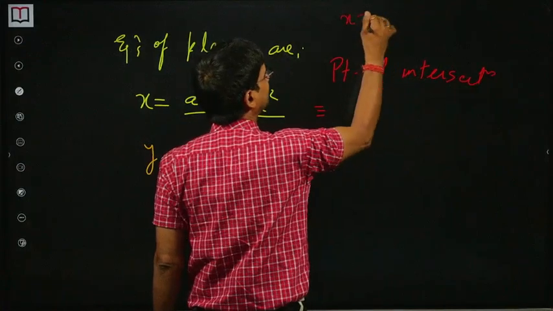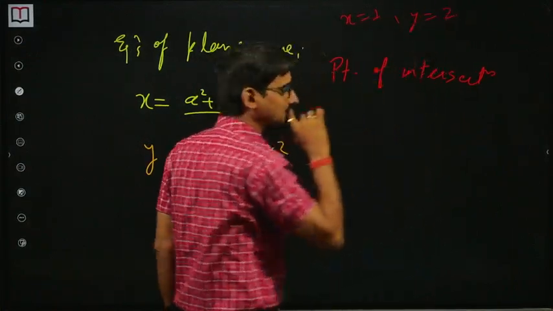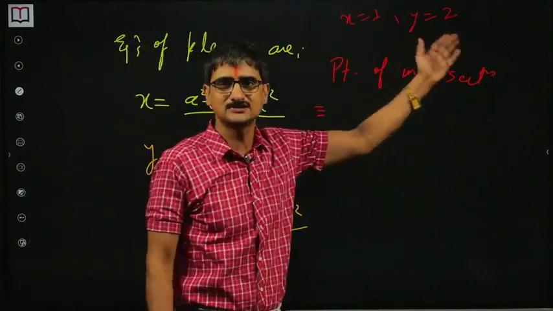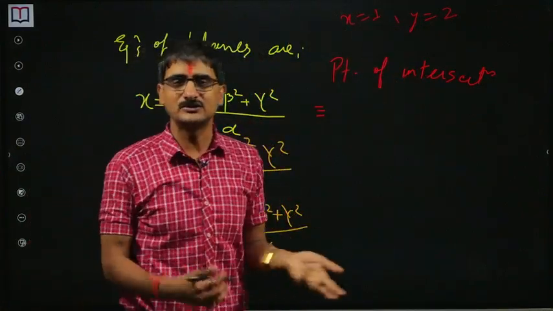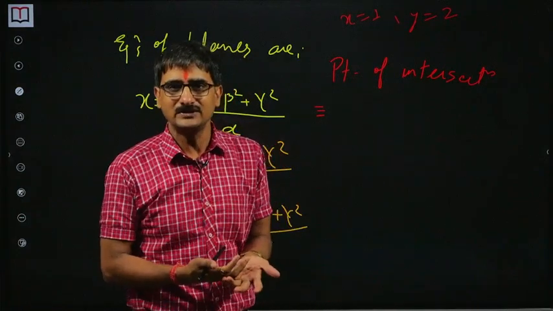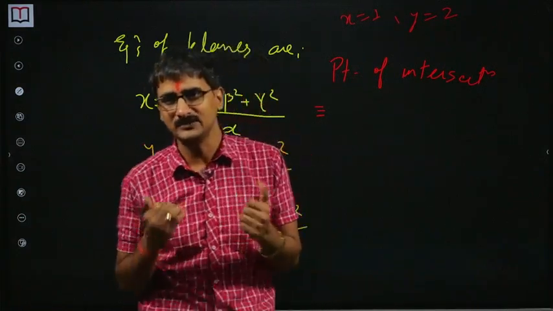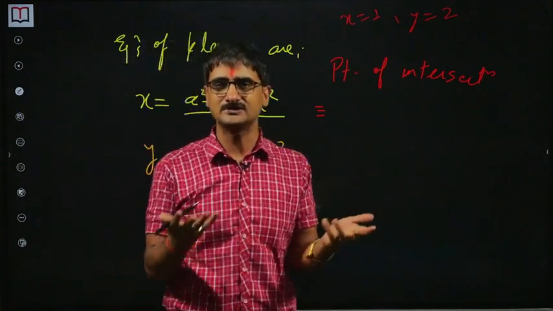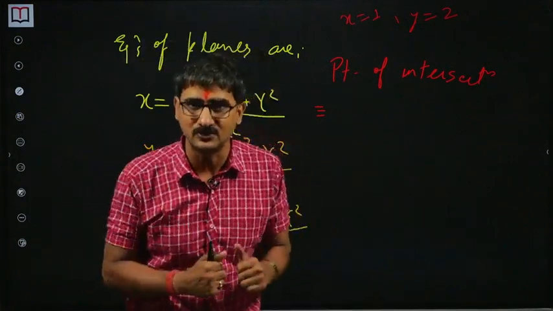If I say x is equal to 1 and y is equal to 2 are two lines on the xy plane, of course one is a vertical line, the other is a horizontal line. The point of intersection is 1, 2. Because x is always 1, for the point of intersection x will be 1. y is always 2, so for the point of intersection it will be 2. So the point of intersection is 1, 2.